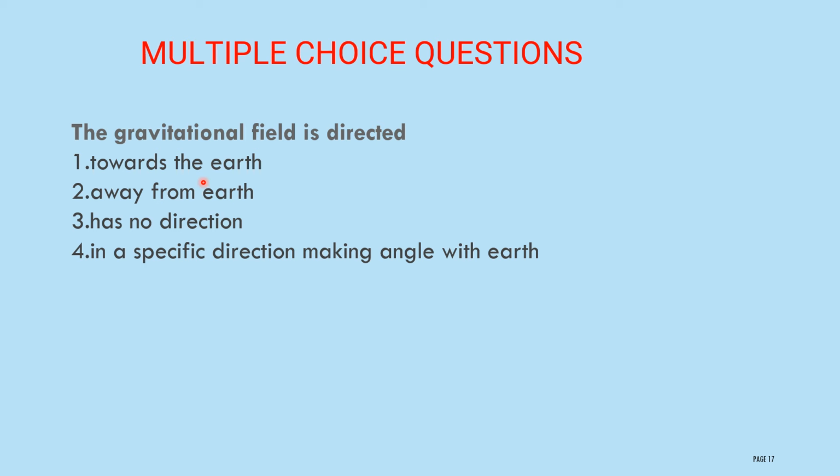Next question. The gravitational field is directed option 1 towards the earth, option 2 away from the earth, option 3 has no direction, option 4 in a specific direction making angle with earth. The correct answer for this question is the gravitational field is always directed towards the earth.